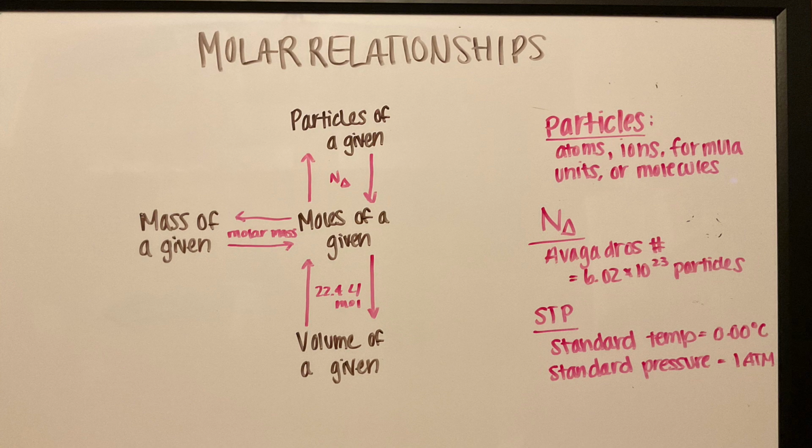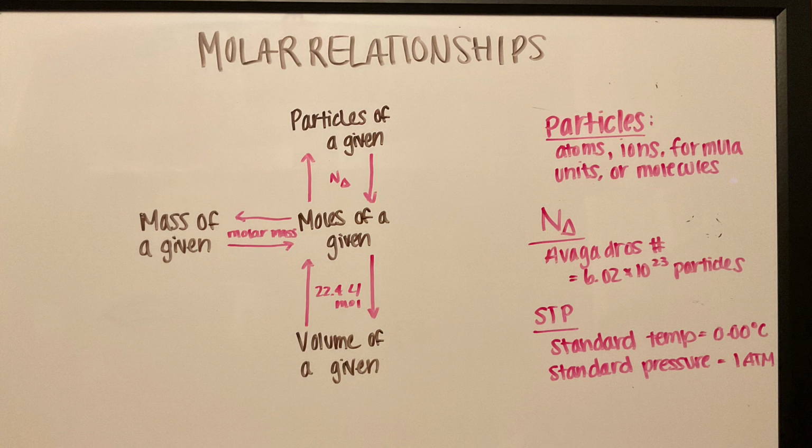The table shows how the different conversions are related to one another. At the top, you have particles of a given related to moles by Avogadro's number. At the bottom, you have volume of a given related to moles by 22.4 liters per mole. And on the left, you have mass of a given related to moles by the molar mass.